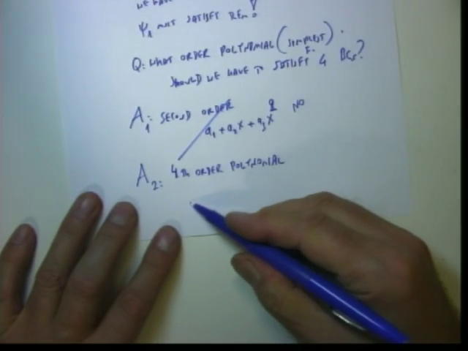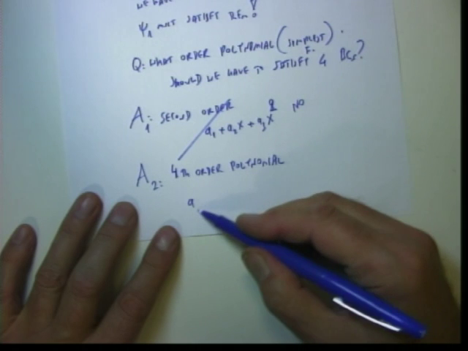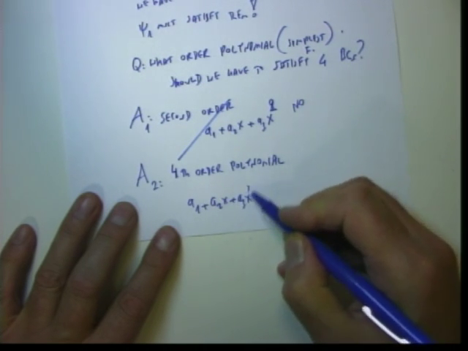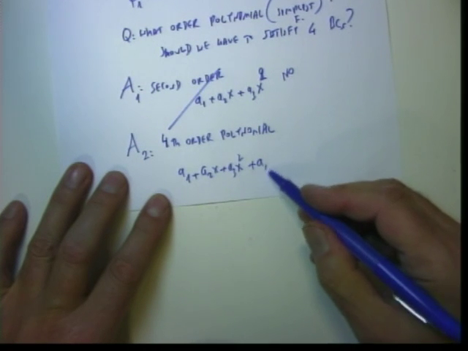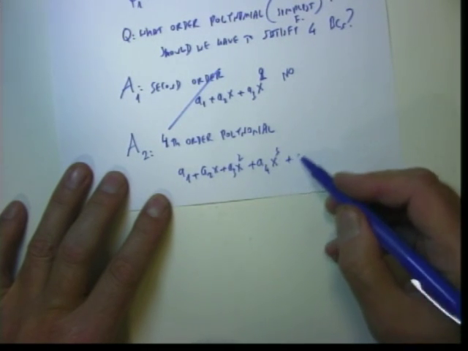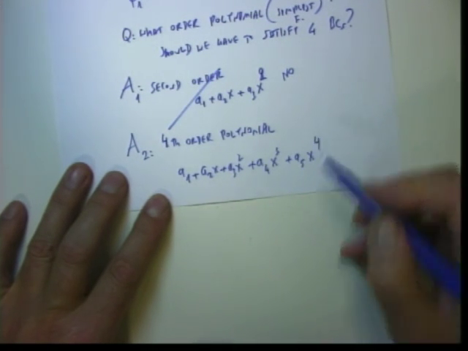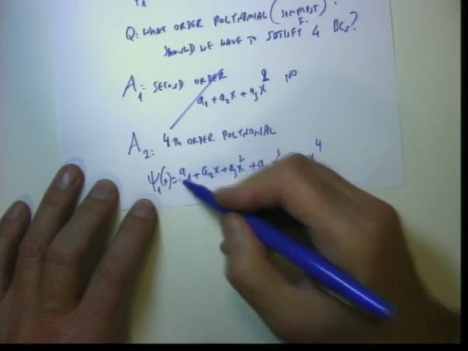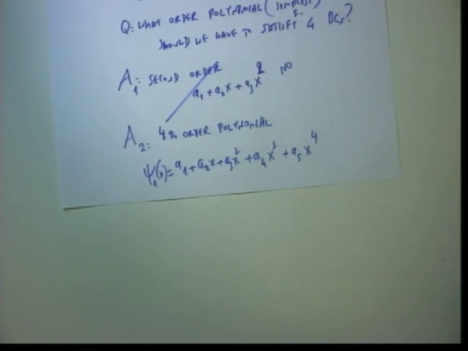So that will be, say, A1 plus A2x plus A3x squared plus A4x cubed plus A5x to the 4th. So let us write psi 1 of x equals this, and let us see what happens. So now I want to satisfy boundary conditions. Forget the differential equation. Later I will do it with Galerkin formalism.